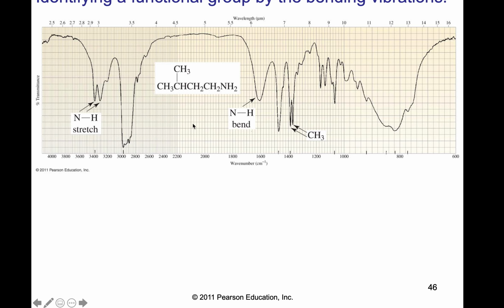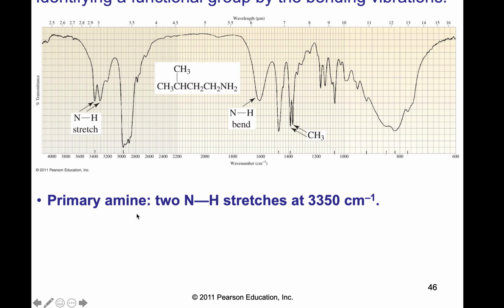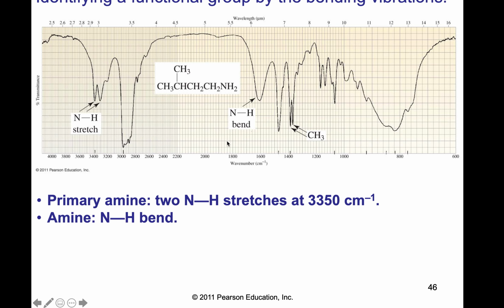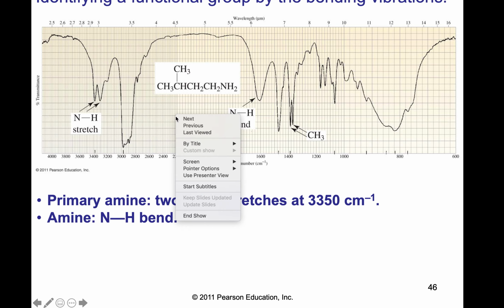So for this primary amine, that's a nitrogen with two H's and then this big alkyl portion. There are your NH stretches, less powerful than oxygen because oxygen's more electronegative than nitrogen. And then you have your NH bend. And there are these two CH3s showing up right there. Primary amine, two NH stretches, symmetric and asymmetric, around 3350. There's also an amine NH bend.